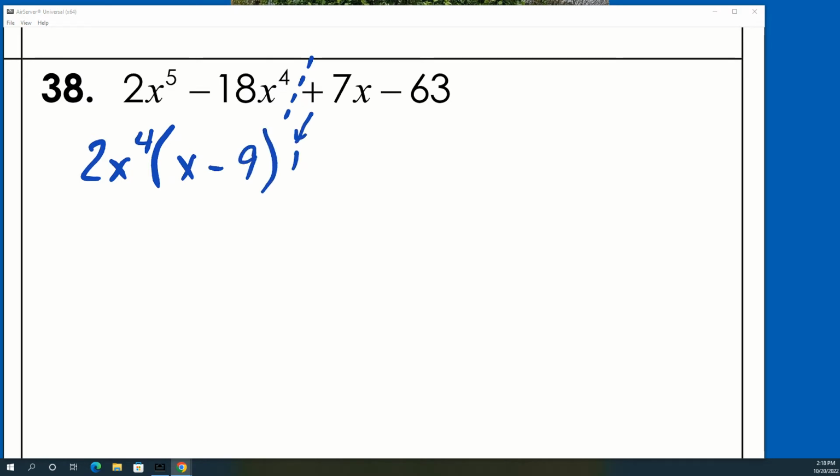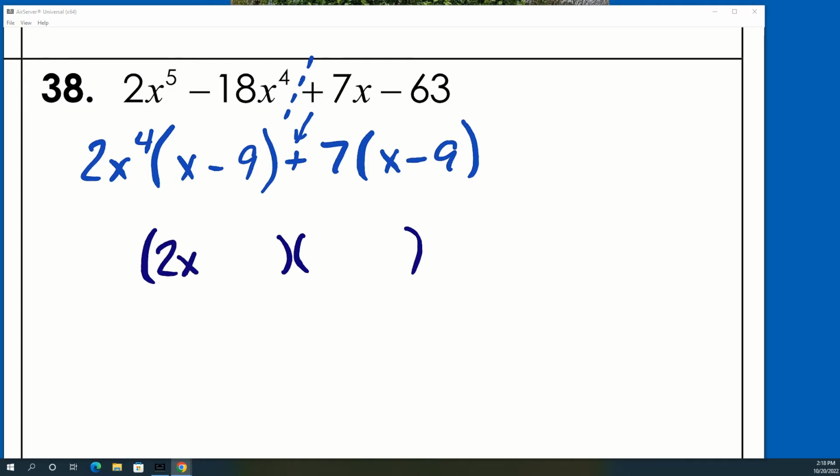All right, we make sure we bring down that plus sign. We can factor out a 7 from the second group. And that also leaves us with x minus 9, which is what we needed. So then we do our 2 parentheses. What we factored out goes in one of those sets. And then what was left over, the x minus 9, goes in the other set. So that's grouping.